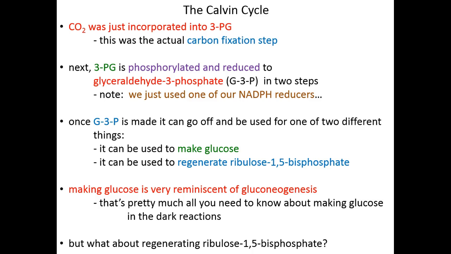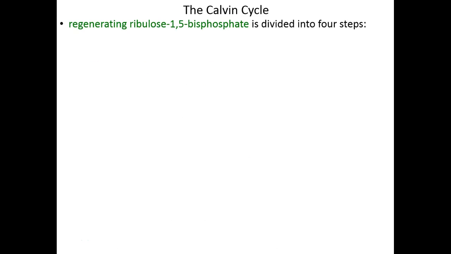So the rest of this chunk, and really what we have to concern ourselves with the most, is how is the Calvin cycle a cycle? If we started with ribulose 1,5-bisphosphate, how do we get back to it? And let's be a little bit more specific. If we started with 6 separate molecules of ribulose 1,5-bisphosphate, how do we get back to 6 molecules of ribulose 1,5-bis again? So in general, regenerating ribulose 1,5-bisphosphate is divided into 4 phases.